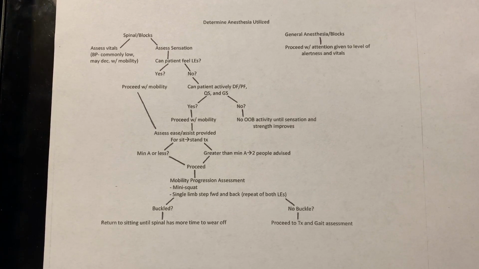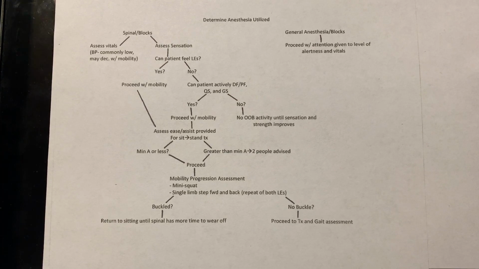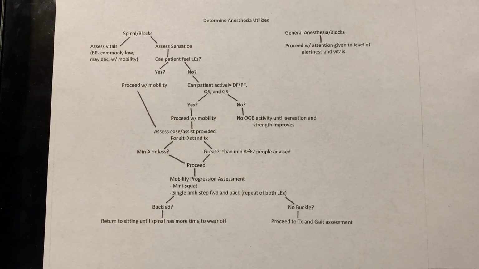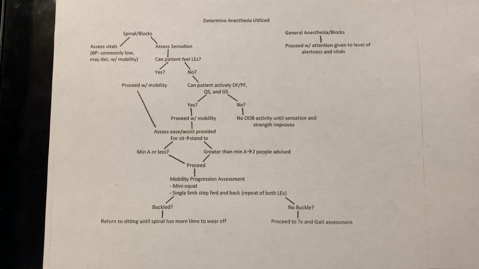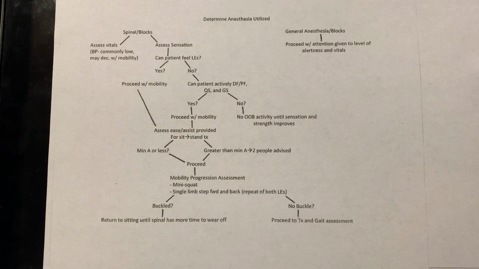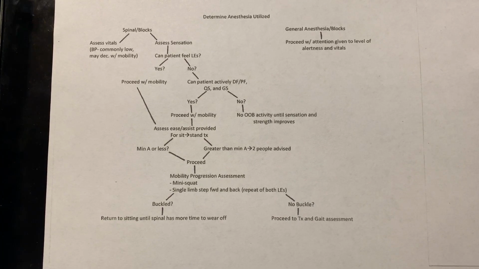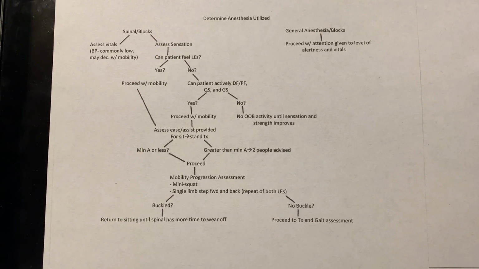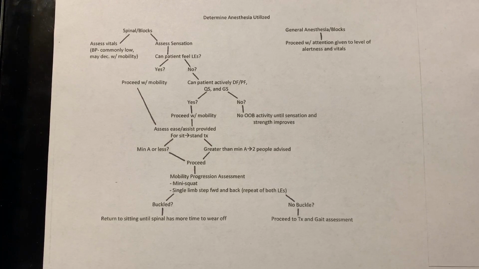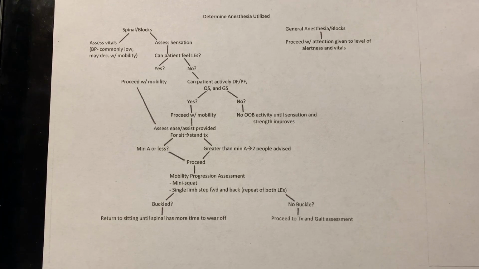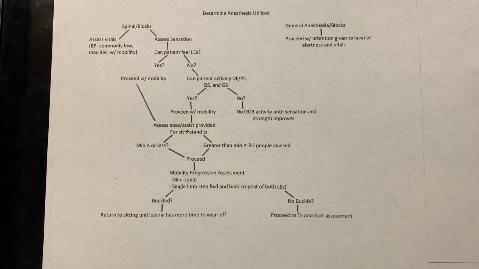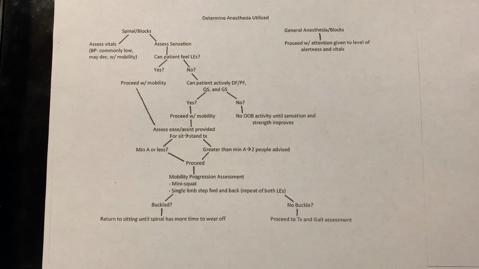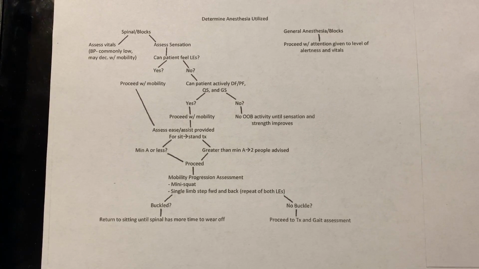For the mobility assessment, in standing, have the patient perform a mini squat. If they do that without a problem, have them take a single step forward with their surgery leg and then bring it back, and then the same with the non-surgery leg. If they buckled, you're going to want to return them to sitting because the spinal has not worn off yet. If they don't buckle, then you are safe to proceed to a transfer and gait assessment. And that is a way to determine if your patient is safe to ambulate.